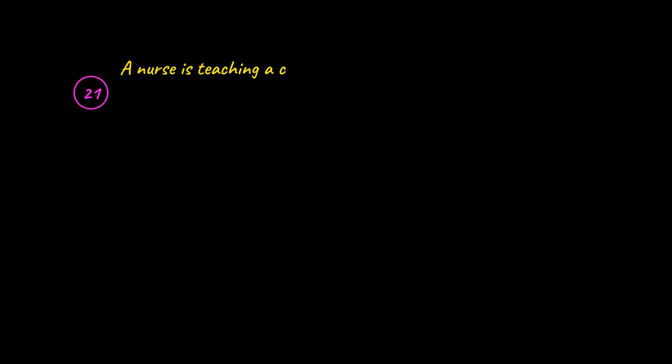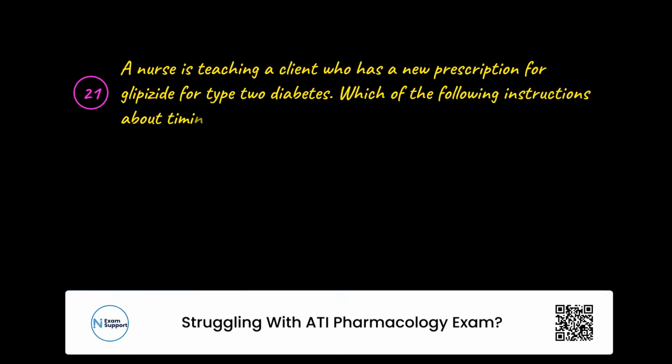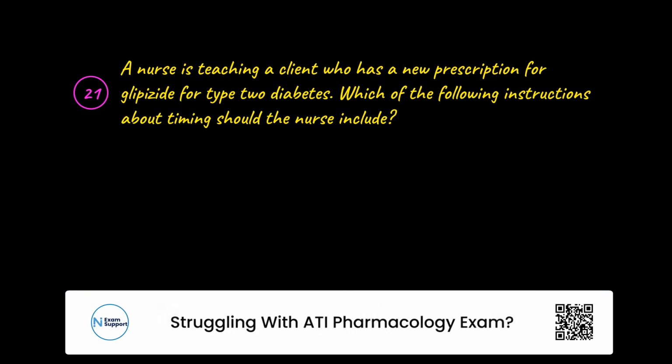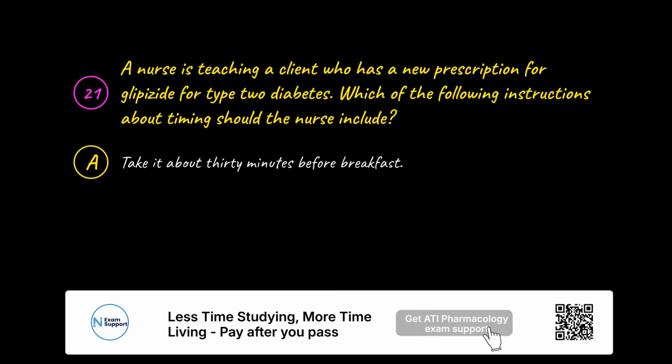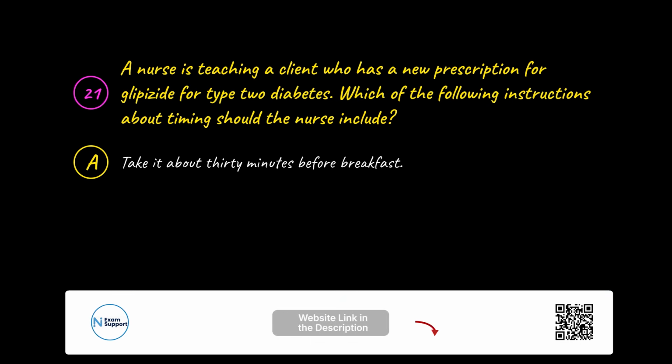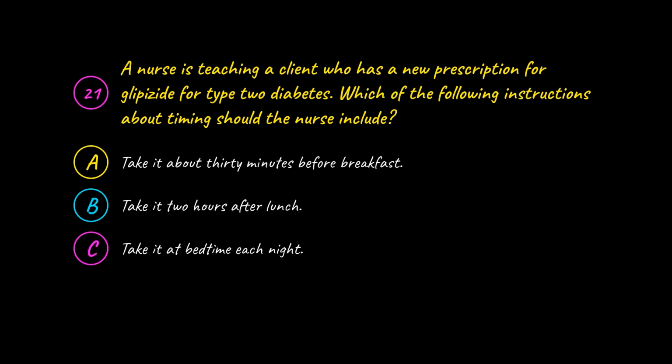Question 21. A nurse is teaching a client who has a new prescription for glipizide for type 2 diabetes. Which of the following instructions about timing should the nurse include? Your options are A. Take it about 30 minutes before breakfast. B. Take it 2 hours after lunch. C. Take it at bedtime each night. D. Take it only when your blood sugar is high.